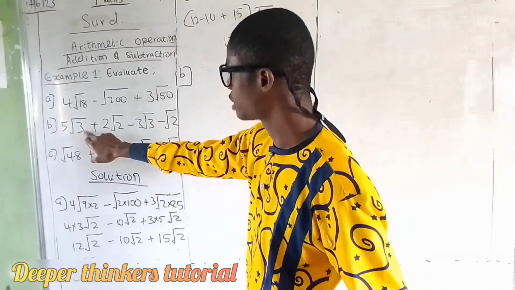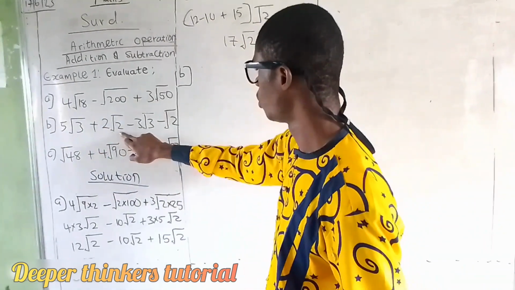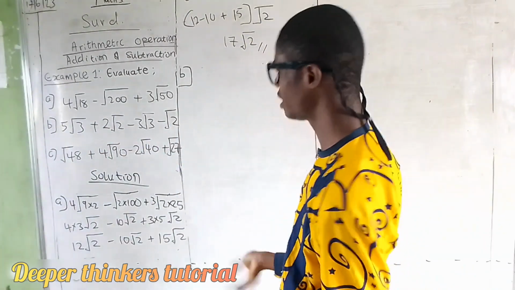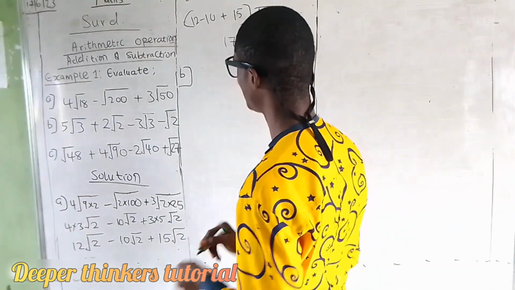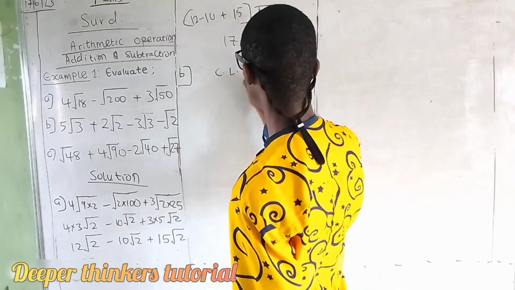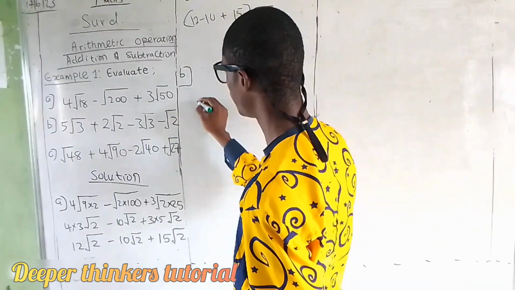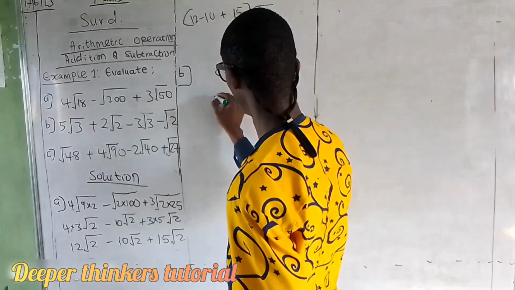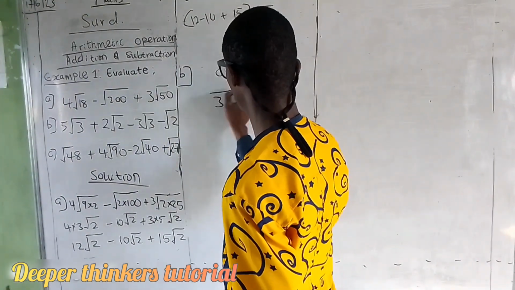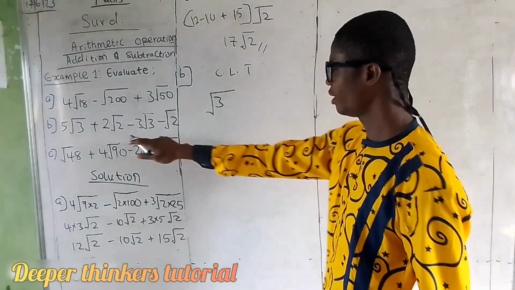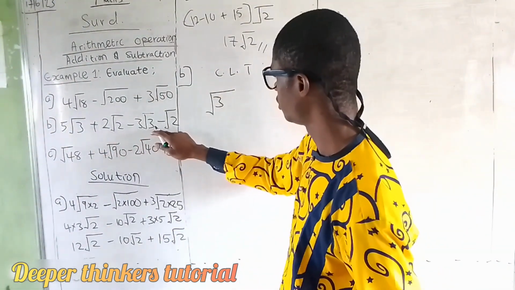This one is in the lowest form. There's no other perfect square here. No perfect square, no perfect square, no perfect square. So it's very, very easy. What we just do is collect like terms. LCT. So what do we do? We have root 3. Then what are the values that have root 3 here? It's only these 2 values.